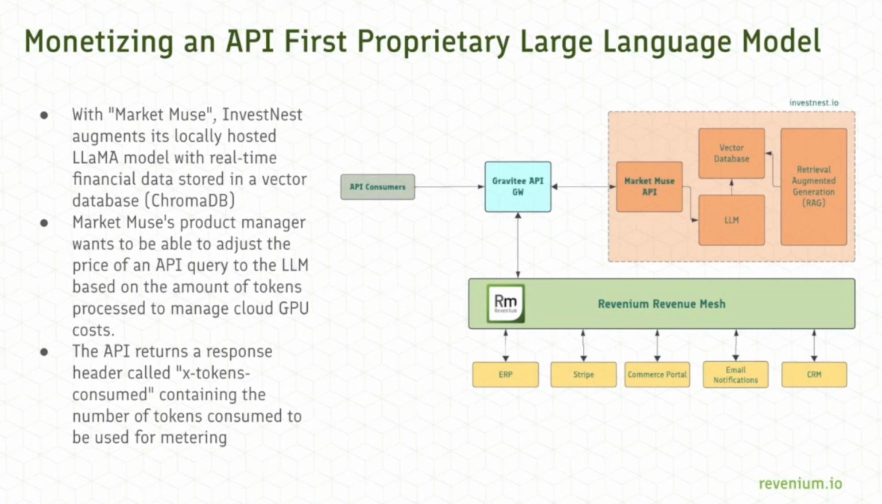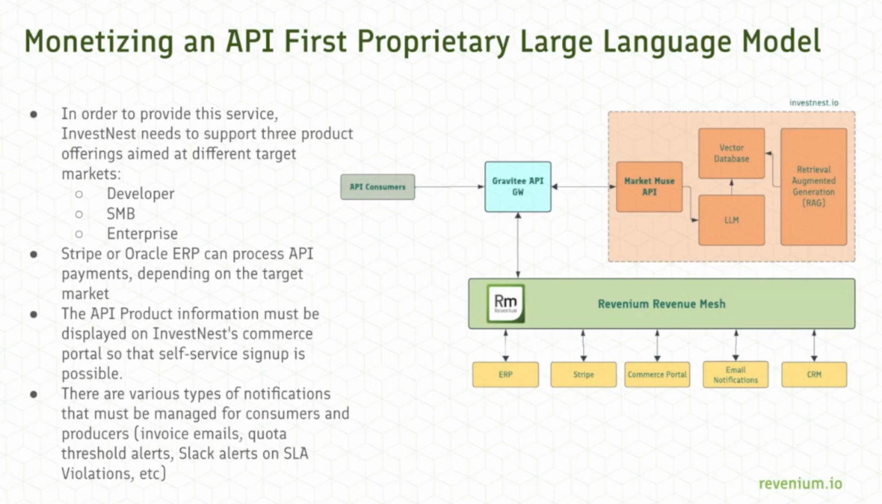MarketMuse's product manager wants to be able to adjust the price of the API query based on the amount of tokens that the large language model has processed. This is a requirement because this will let her manage her cloud GPU costs based on the amount of cloud GPU utilization a particular consumer application is exercising against the API and subsequently the large language model. To facilitate this, the MarketMuse API implementation returns a response header called X-Tokens-Consumed, containing the number of tokens consumed by the LLM processing the particular query.